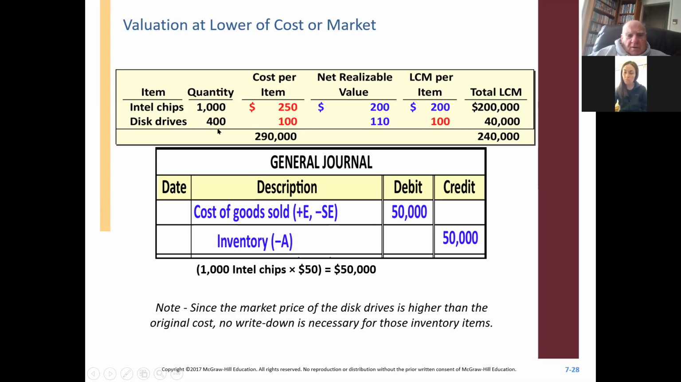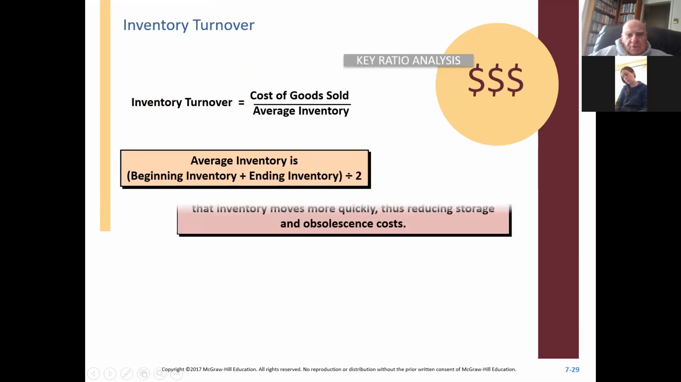Let's look at the second one. They bought disk drives and they paid 100, and they're still getting 110. So no adjustment is needed there. Which was lower, 100 or 110? Cost was lower. Here, market was lower. So this inventory has to be written down by $50,000. Disk drives, the lower was the 100, so that doesn't change anything. And then we'll get into the turnovers another time.